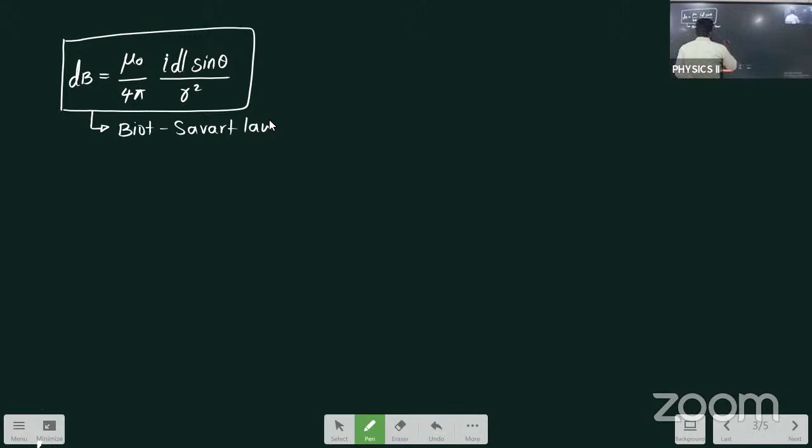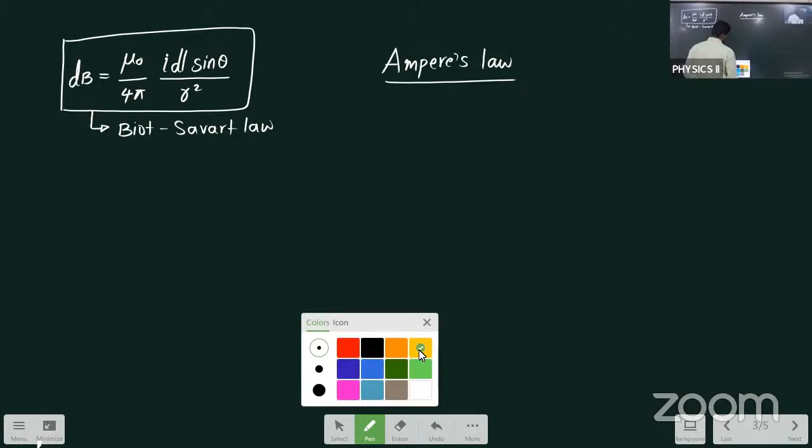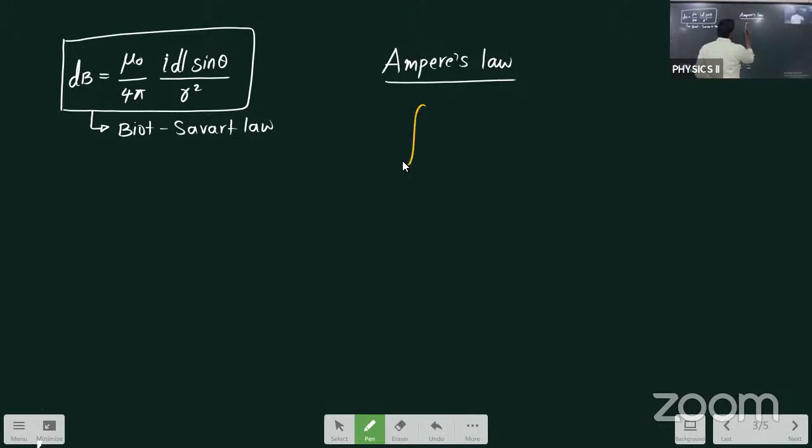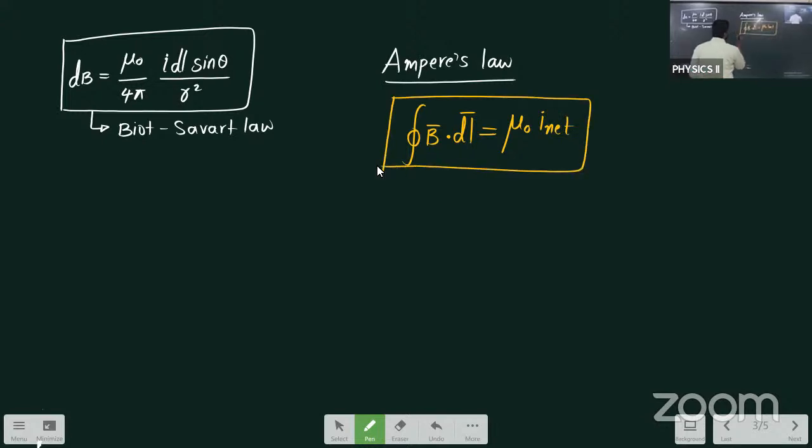So similarly, yesterday we discussed Ampere's law also. And what was the formula that I gave for Ampere's law? It was closed integral B bar dot dl bar that is equal to mu naught times the net current enclosed in that closed surface. So this was the formula that we discussed yesterday.